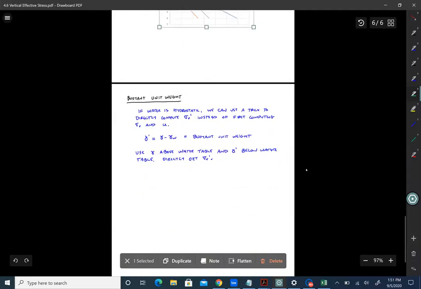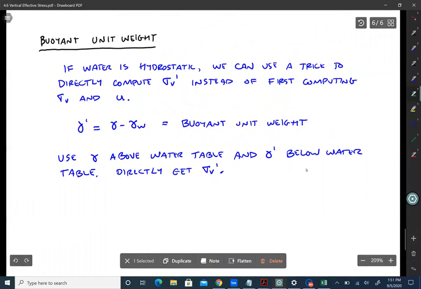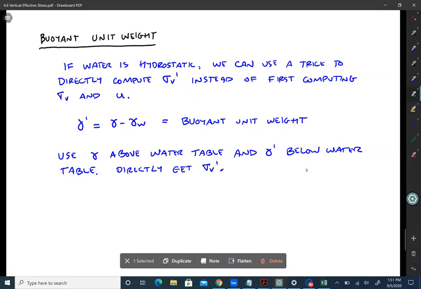Okay, now one more thing I wanted to talk about is the concept of buoyant unit weight. What we just illustrated is the method that I recommend for computing effective stress. First, you compute the total stress, then you compute the water pressure, pore pressure U, then you compute the effective stress as the difference between those two. If you always use that procedure, you will get it right. You will never go wrong using that procedure.